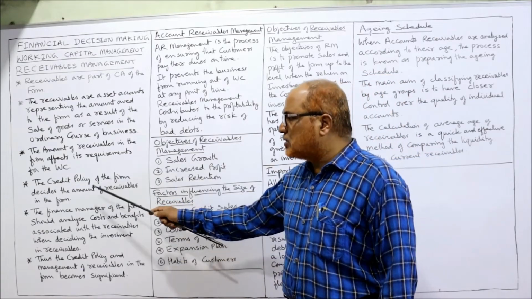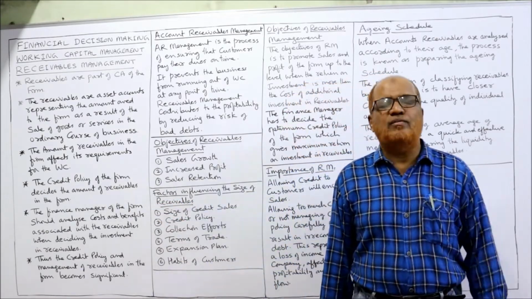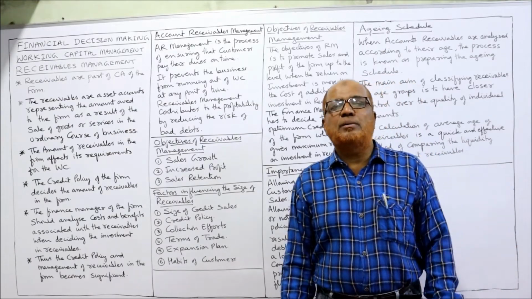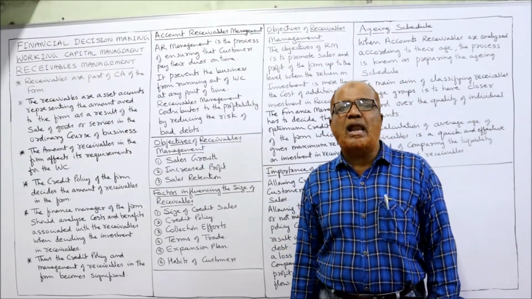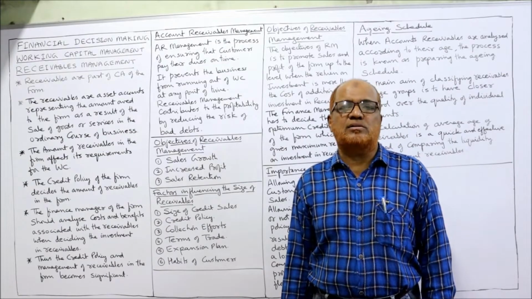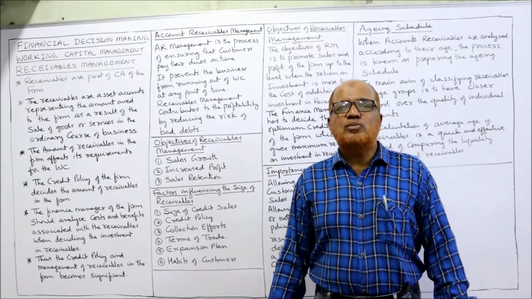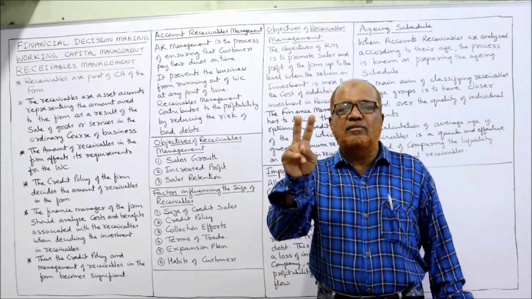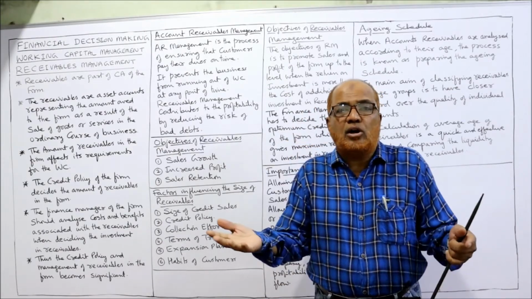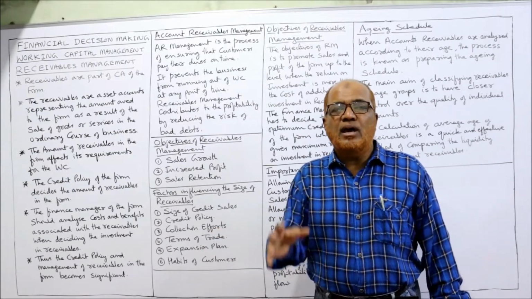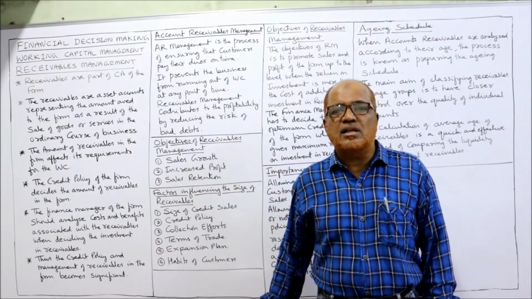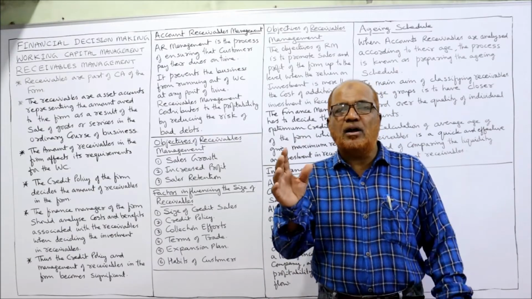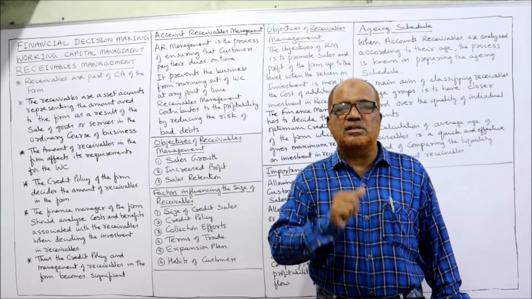The credit policy of the firm decides the amount of receivables. What is the credit policy? That means how much credit period a business will allow to credit customers. There is no fixed policy. We cannot make any generalization that every business must give a 2-month credit period to customers. Every business has different circumstances and conditions, so different businesses will adopt different credit policies.